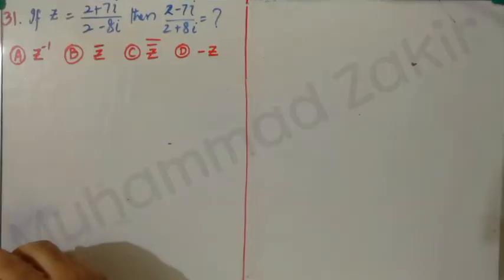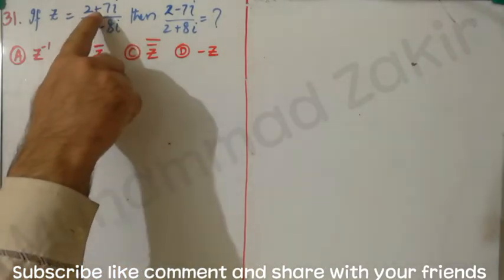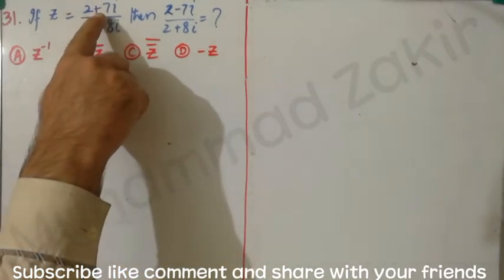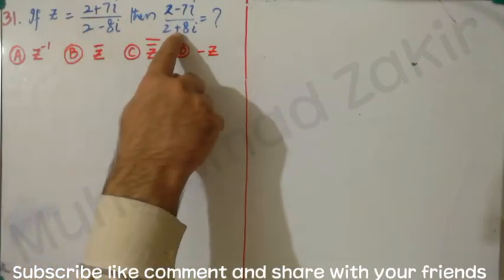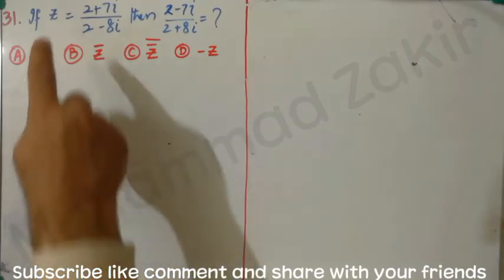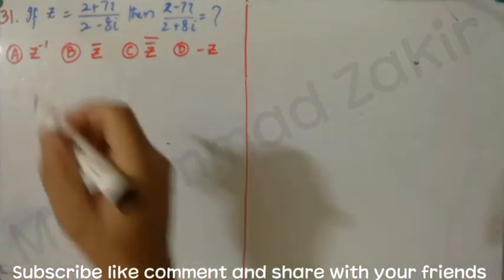Quite easy to see. If it is a quotient of two complex numbers, the conjugate can be taken. The conjugate of 2 plus 7 iota is 2 minus 7 iota. The conjugate of 2 minus 8 iota is 2 plus 8 iota. So these two are conjugates of each other. So this will be the correct answer.